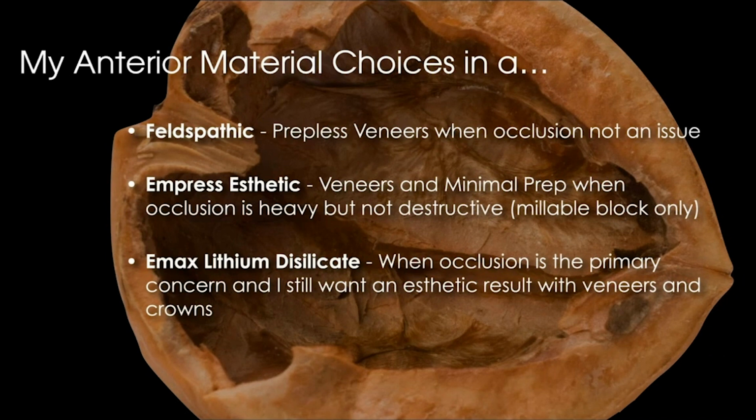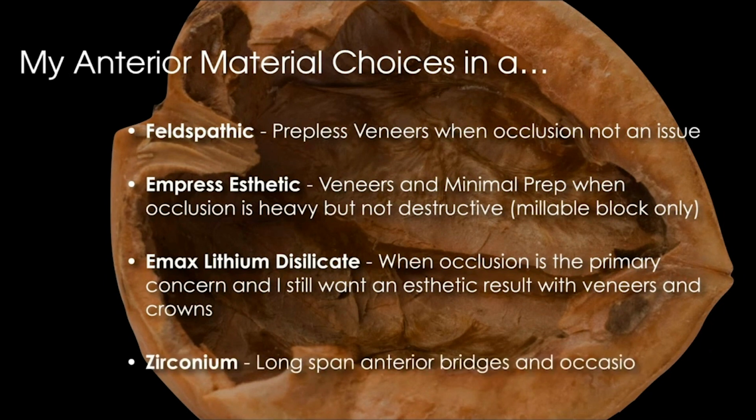So feldspathic is very weak, maybe 100 megapascals in flexural strength. E.max is closer to 500, and then of course you have zirconium, which is closer to 800 to 1,000 or more, depending on whether you layer it or not. It's for longer span anterior bridges and occasionally crowns on a very heavy bruxer.